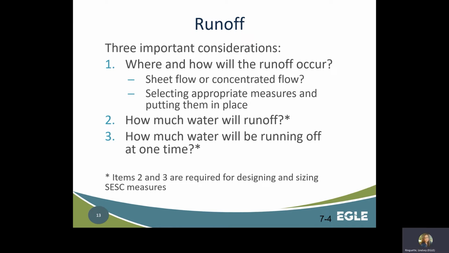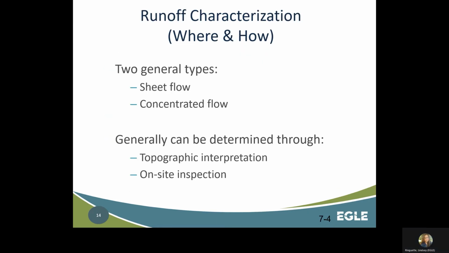There are 3 important considerations when planning for runoff from construction sites. 1, where and how the runoff will travel on that site. 2, how much water will run off in total. And 3, how much water will be moving at any one time. Please note that items 2 and 3 are necessary to design and size SCSE measures. The nature and direction by which the runoff flows is a major consideration for selecting effective SCSE measures.